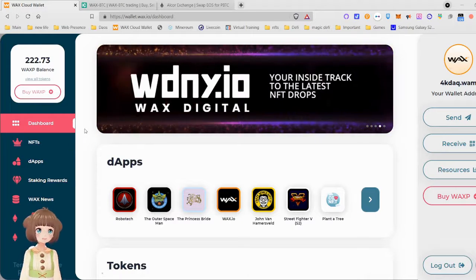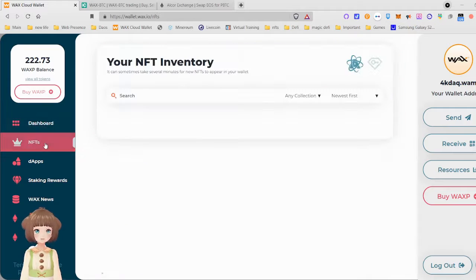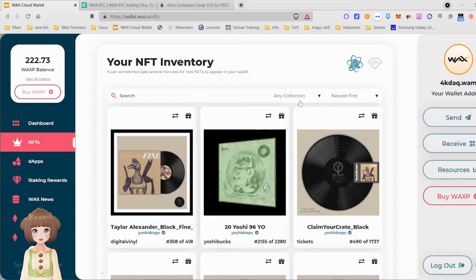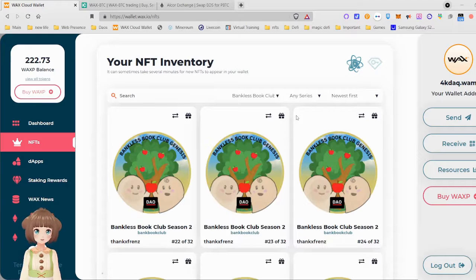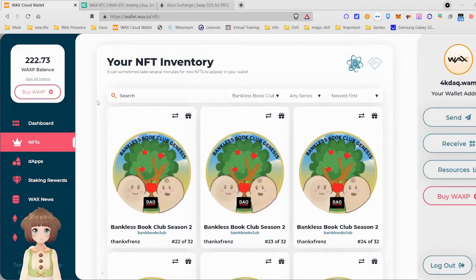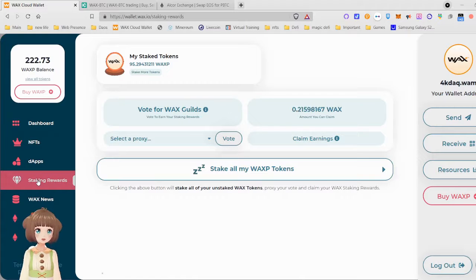And if you have received a Book Club Genesis NFT, which will look like this, and you can find it by going to your NFTs and looking at the collections. You can see this is the Bankless Book Club collection. And you should have a balance of 20 Wax P tokens that I've sent. This is so you can do your staking and your voting on the Wax blockchain.